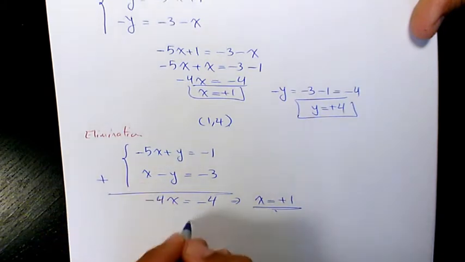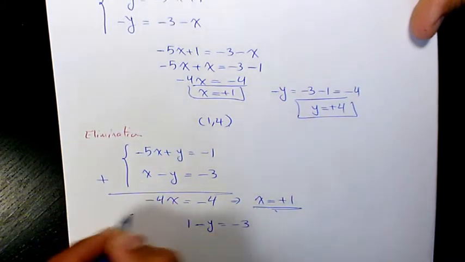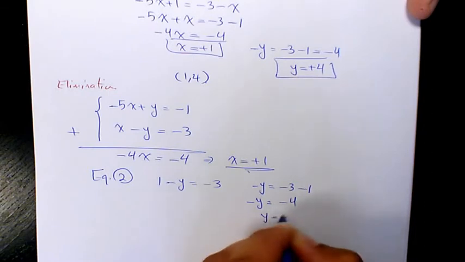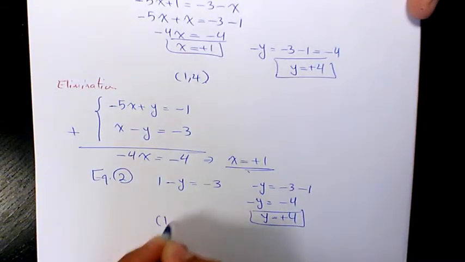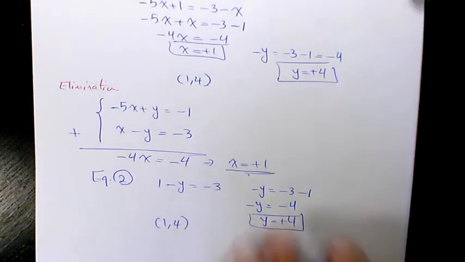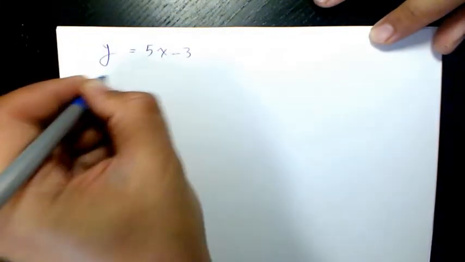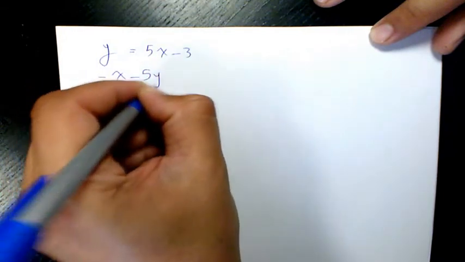When you sub it there, 1 minus y equals negative 3. That's based on equation 2. So negative y equals negative 3, negative 1. Negative y will be negative 4. So y will be positive 4. So we got exactly the same point again. Let's use another example. So now this example is going to be y equals 5x minus 3, negative x minus 5y equals negative 11.